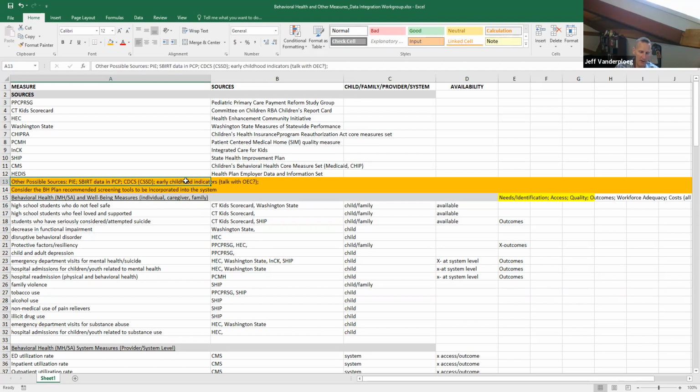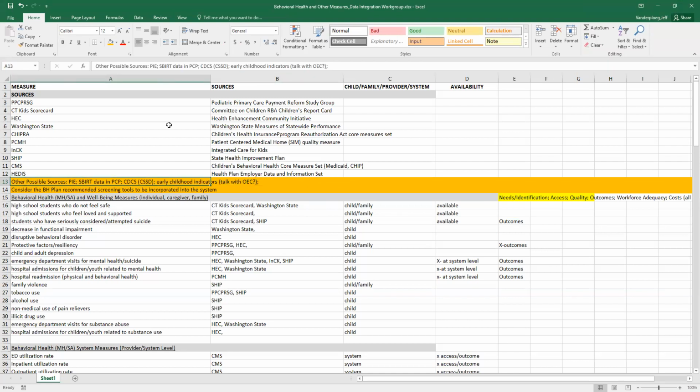I'm thinking about Help Me Grow and the Child Development Infoline, because I know they collect some information. The Ages and Stages screening measure, yeah.